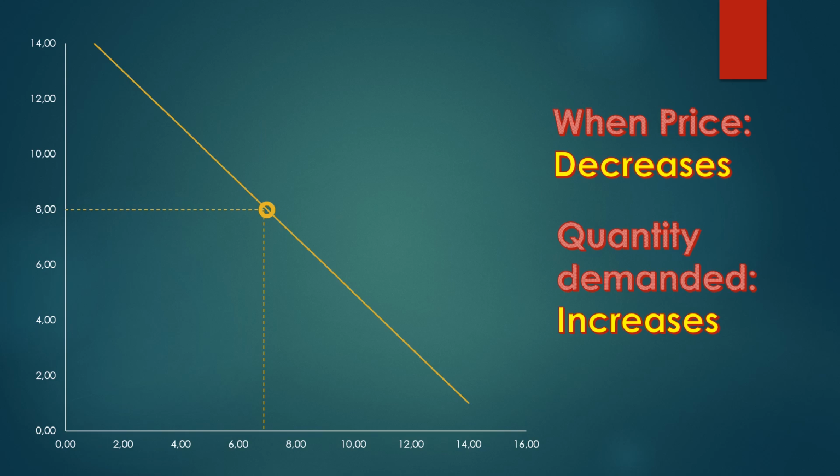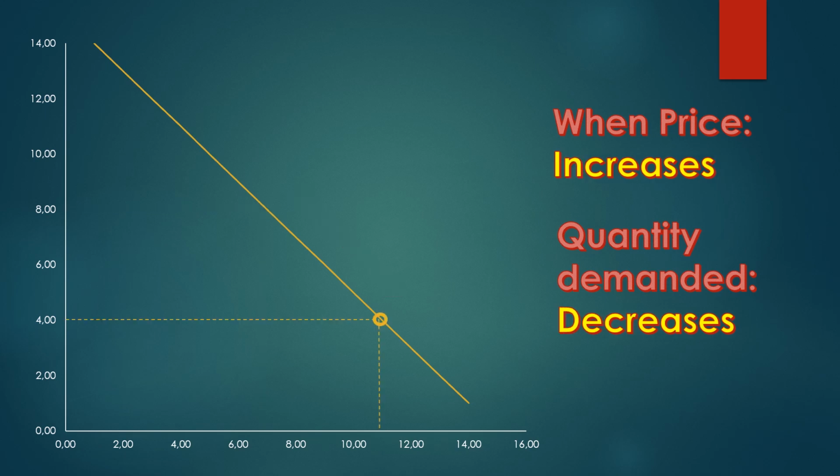So when price decreases, quantity demanded would increase, causing a downward movement along the demand curve. So this in layman terms would mean that when price drops, consumers will buy more. Now, when price increases instead, quantity demanded would decrease, causing an upward movement along the demand curve. So then again, it means that when things become more expensive, consumers would buy less.